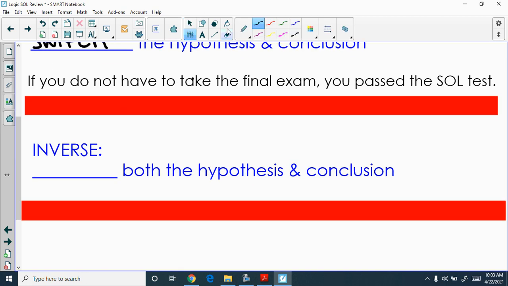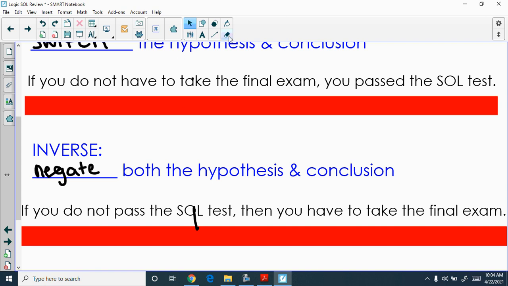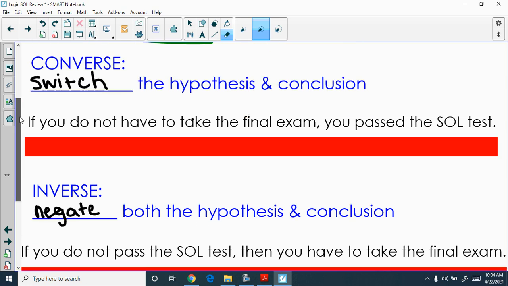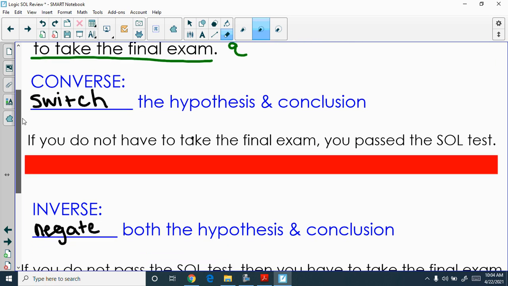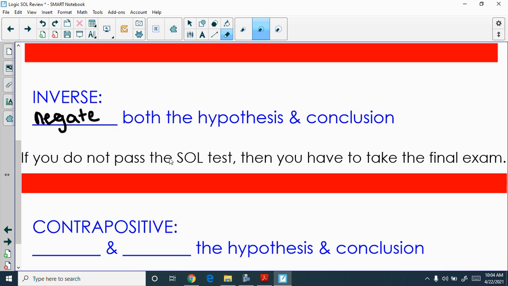For the inverse, we negate both. So we add that word not. If you do not pass the SOL test, then you have to take the final exam. Remember, in the original one, it was you pass the SOL test, then you do not have to take the final. So we negated both. If something was a not, we took the not out, and if there wasn't one, we added it.